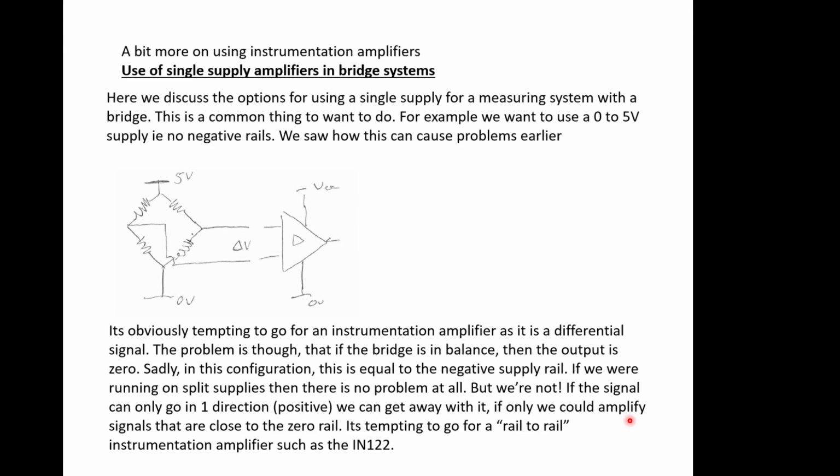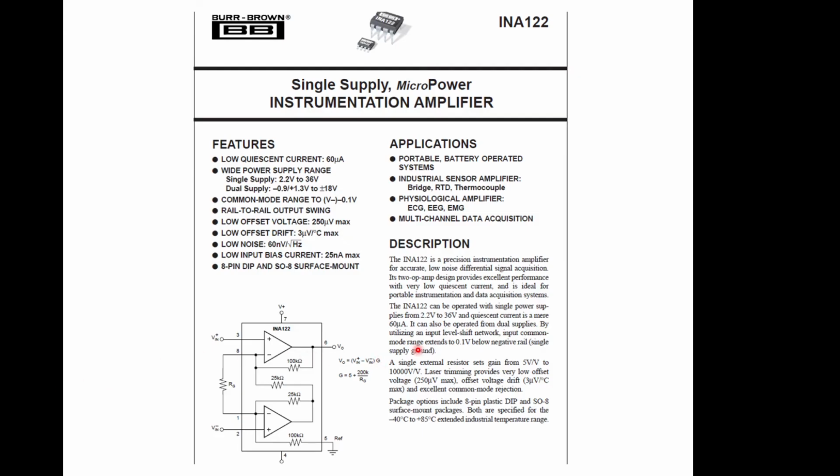So if only we could amplify signals that are close to the 0 rail. It's tempting then to go for a rail-to-rail instrumentation amplifier, such as the one we previously saw, or for the sake of argument, this new one, the IN122. So again, we can look at the data sheet, give us a bit of an idea. This one's labelled as a micropower amplifier, so we'd expect it to be a lower power than the last one. And the quiescent current this time is 60 microamps. The last one was 550 microamps, so that's good.